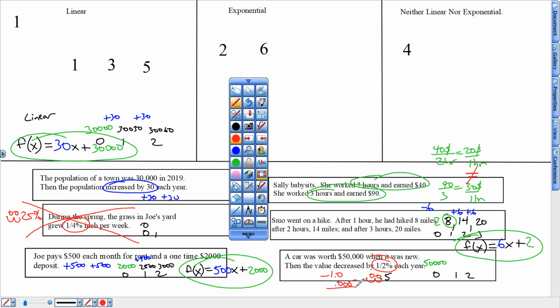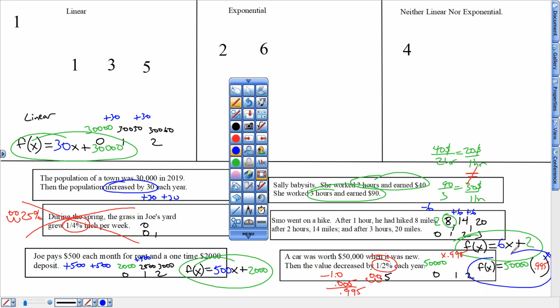So using my calculator to subtract 1 minus 0.005 gives me 0.995. So I'm timesing by 0.995. And I'm not going to do that, I'm just going to write the equation. So here you go, the equation. I have that 0 term, 50,000, in parentheses, that 0.995 raised to the x power. That's going down by a tiny percent. All right, that is exponential.